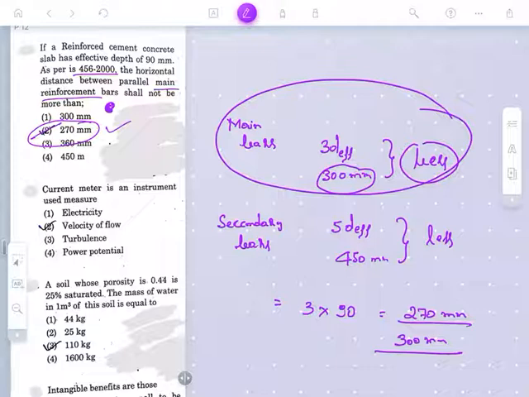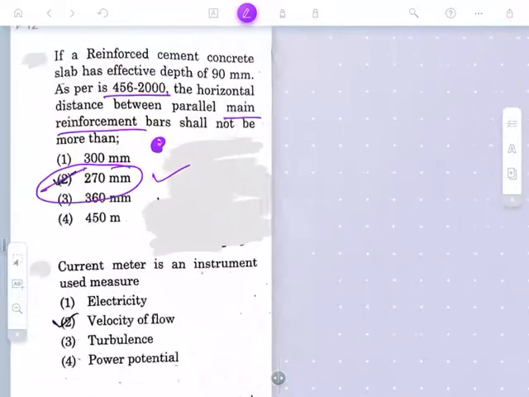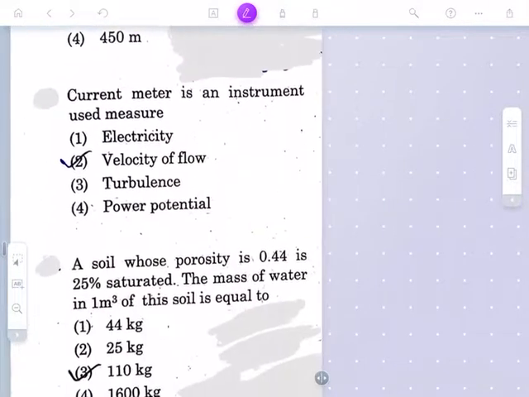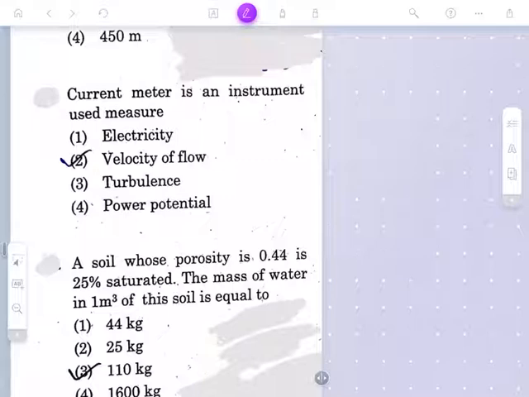So in order to solve this type of question, you need to be specific with the codal provisions. IS 456-2000 is the code for reinforced cement concrete, and mostly in competitive examinations, if any question arises from reinforced cement concrete, it will be on codal provisions rather than analytical questions. So please go through the codal provisions, which are very important in the RCC subject.